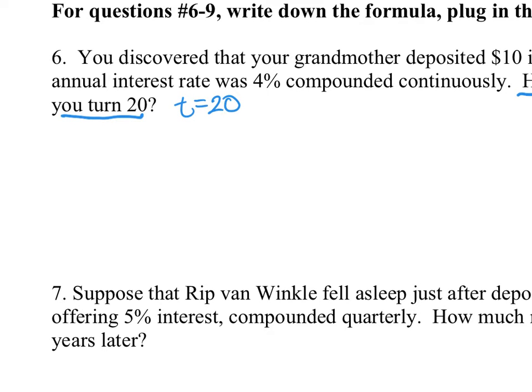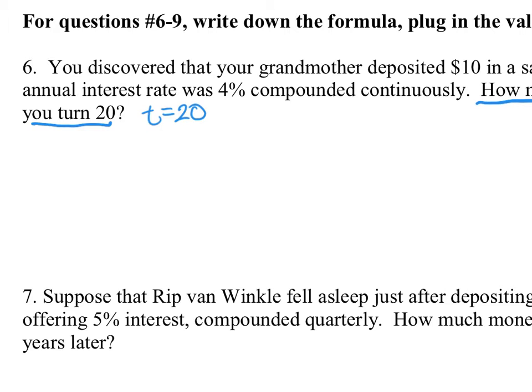The next thing we should look at, in addition to the question, would be the fact that it says compounded continuously. When we have that, we are using PERT, where P is the principal or the present value that we're starting with, e is the number 2.71 and so on, r is the rate, and t is the time. So we have the time.